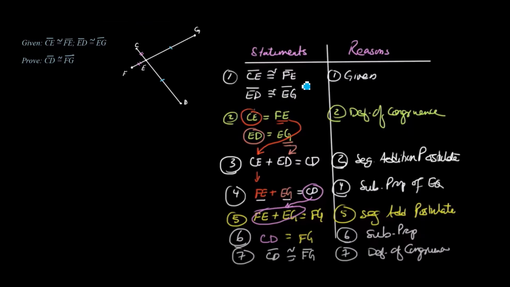First, we wrote down the given information that CE was congruent to FE, and ED was congruent to GE, that is, this was congruent to this. And then first we converted the congruences into equalities because we know some properties of equality for real numbers. Then we used the segment addition property to state that CE plus ED was equal to the big segment. And then we substituted FE and EG, and got FE plus EG equals FG, and then we used the segment addition property again, and came to our final conclusion.